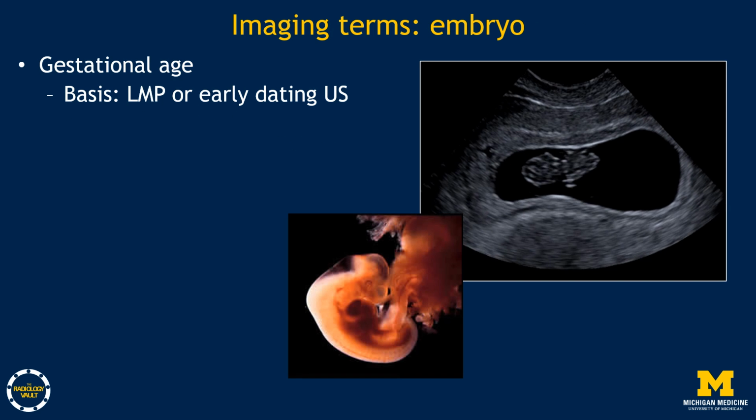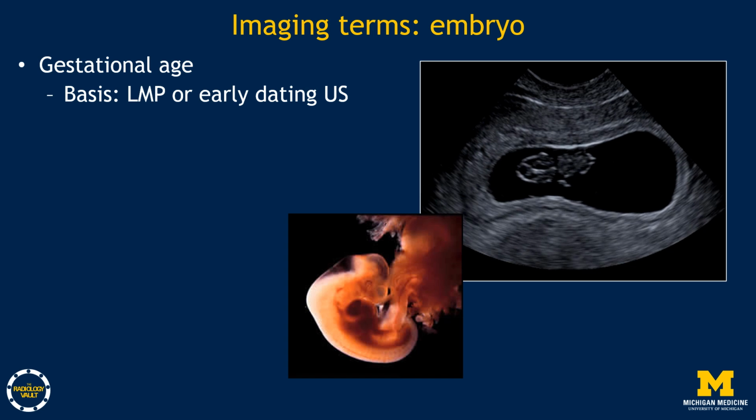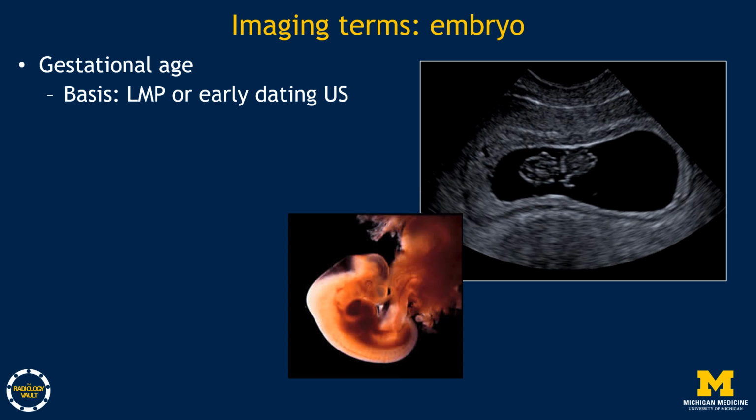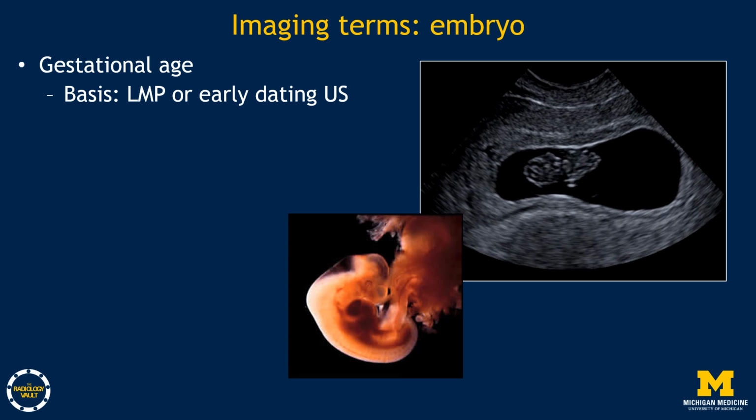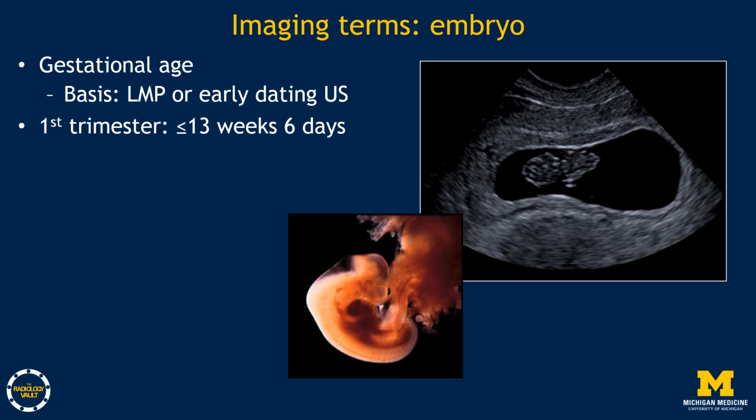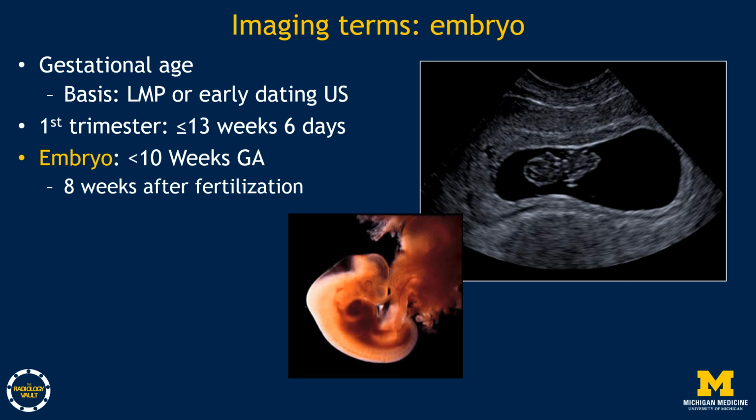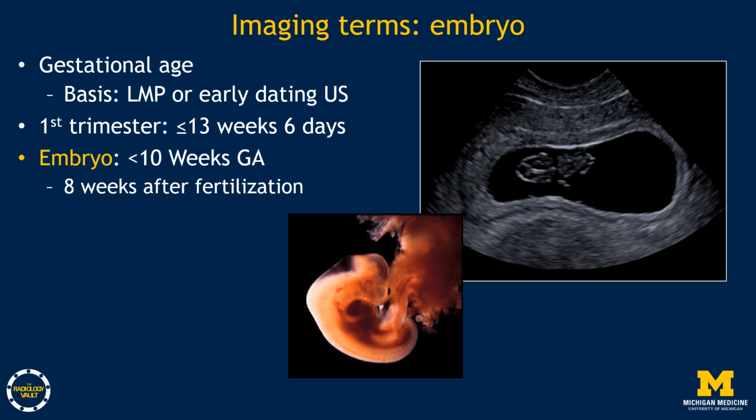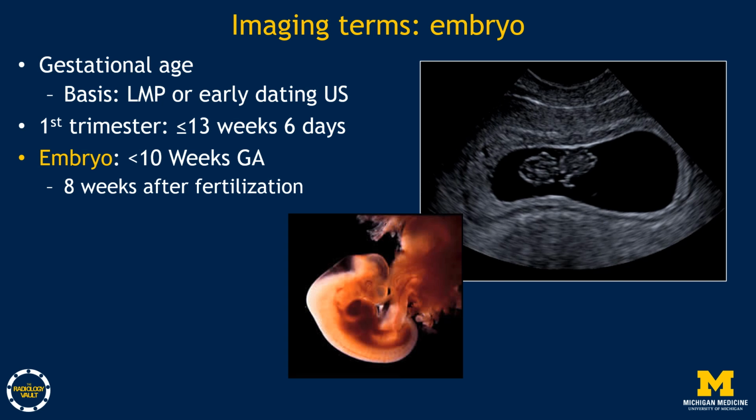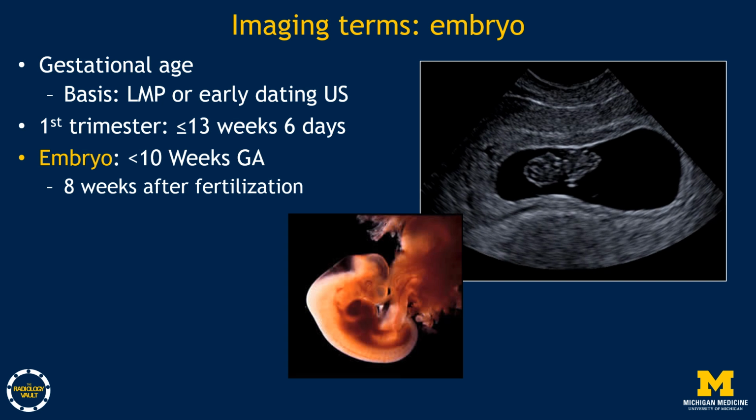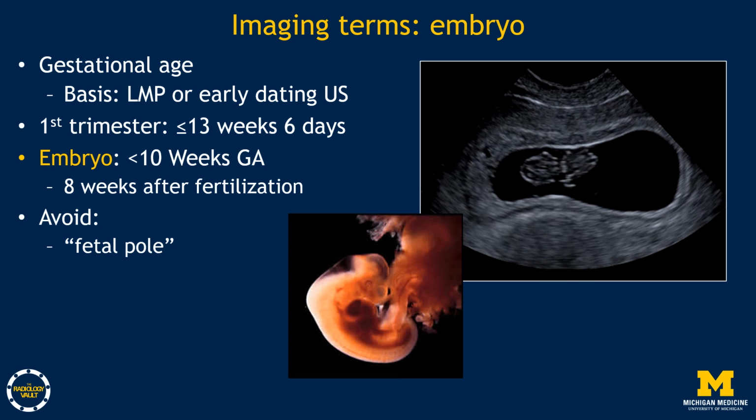The next term to discuss is the term embryo itself. Gestational age is calculated traditionally on the last menstrual period or an early dating ultrasound. The first trimester is everything less than 13 weeks, 6 days, and that's what we're talking about here, first trimester ultrasound. But there's a distinction between the embryonic and the fetal period. An embryo is anything less than 10 weeks gestational age, which is 8 weeks after fertilization. Since we're mostly talking about activities in the 5 to 6 week gestational age period, we're talking about embryos, not fetuses. So we avoid the term fetal pole.